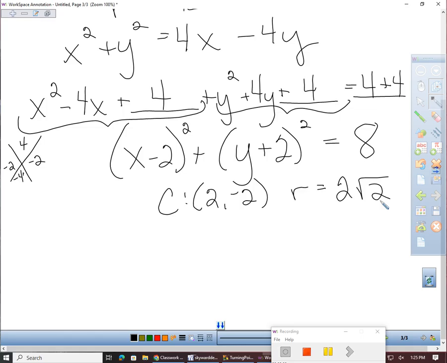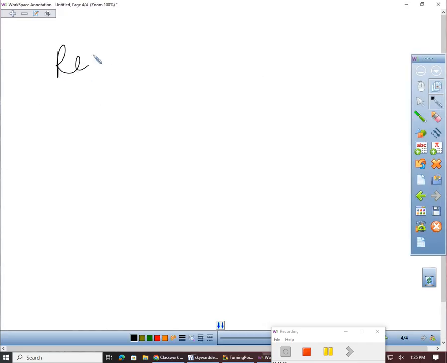Do we have questions here? Anybody at all? The radius is just the square root of the number on the end, so the square root of 8. That's our circle equation.